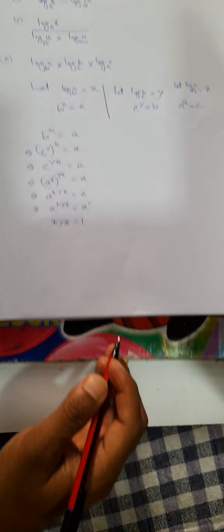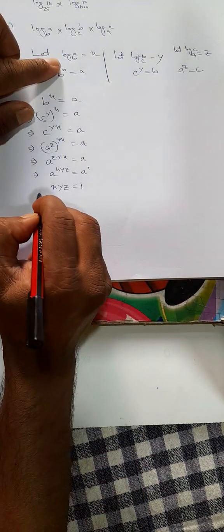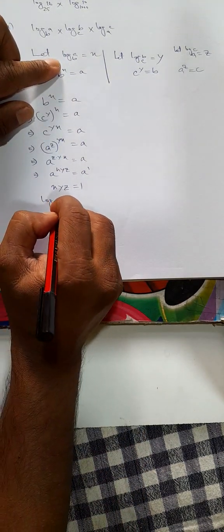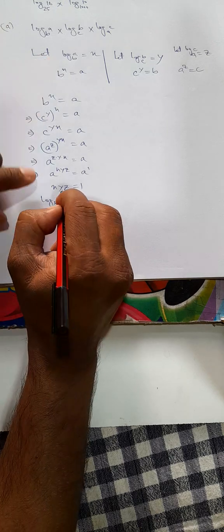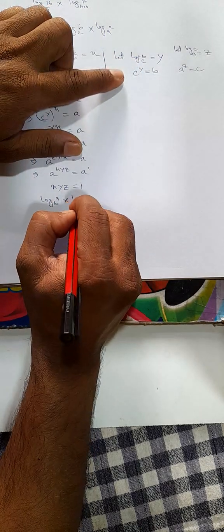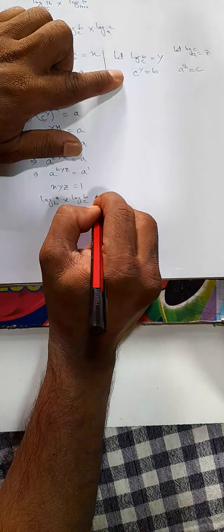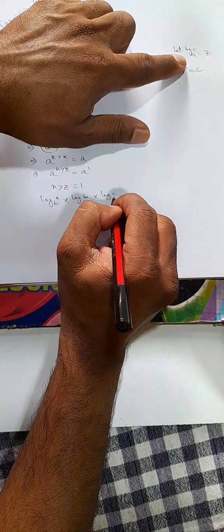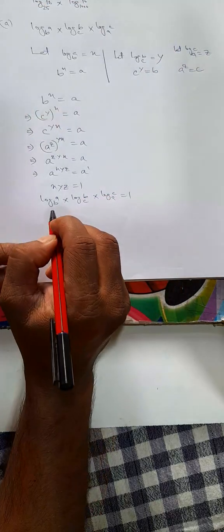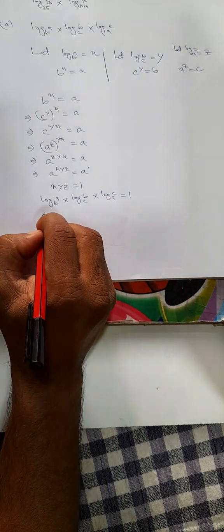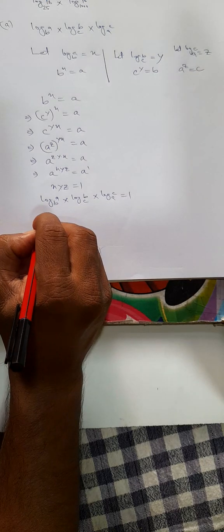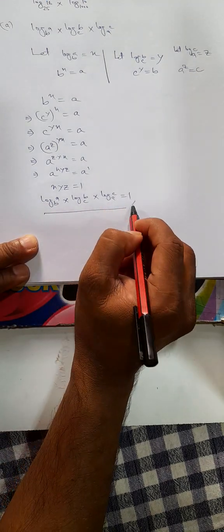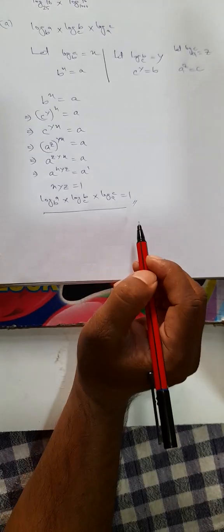Now what is x here? X means log a to the base b multiplied by y means log b to the base c multiplied by z means log c to the base a equal to 1. So we will write it as answer is 1. Simplified answer is 1, right?